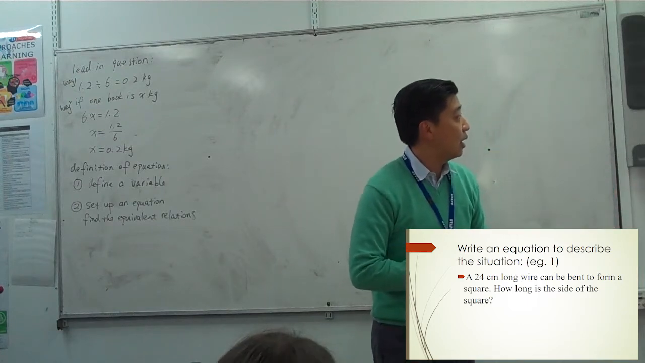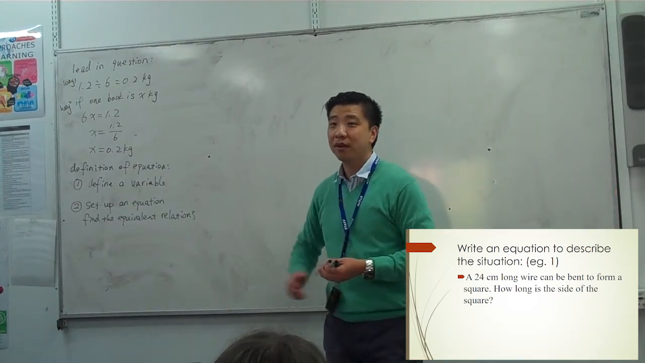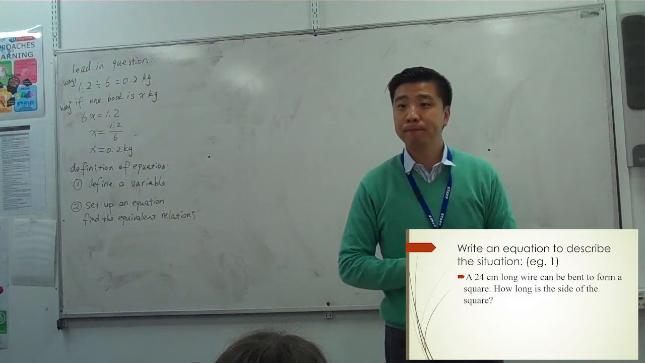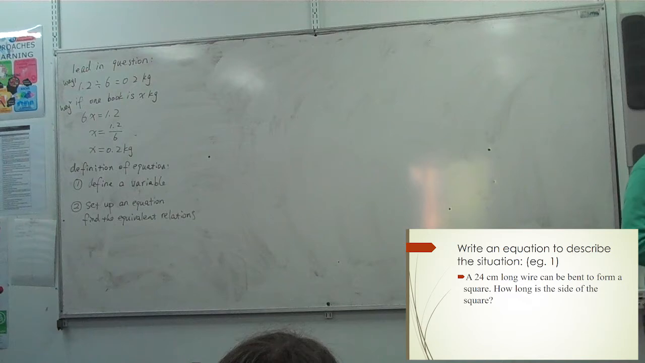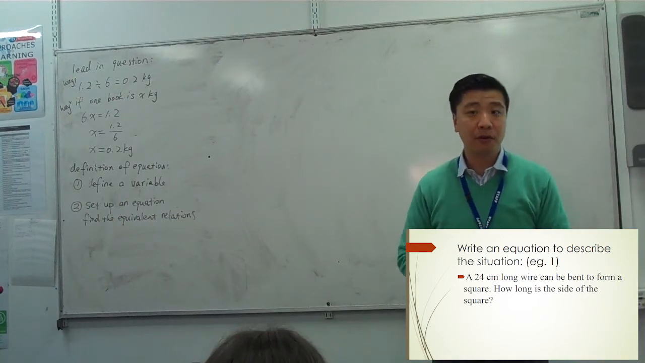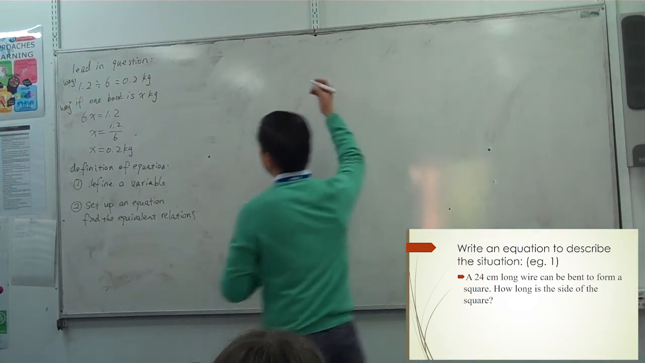How can we set up the variable? Which one can be the variable? The length, right? So the length of the side of the square will be the variable. Very good. Now let's write down for example 1.